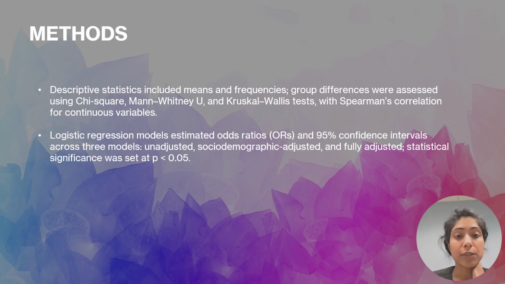Descriptive statistics included means and frequencies. Group differences were assessed using chi-square, Mann-Whitney, Kruskal-Wallis tests, and the Spearman's correlation for continuous variables. Logistic regression models estimated odds ratios and 95% confidence intervals across 3 models. One was unadjusted, one was adjusted for sociodemographics, and the third model was fully adjusted for demographics and health behaviors. Statistical significance was set at p less than 0.05.